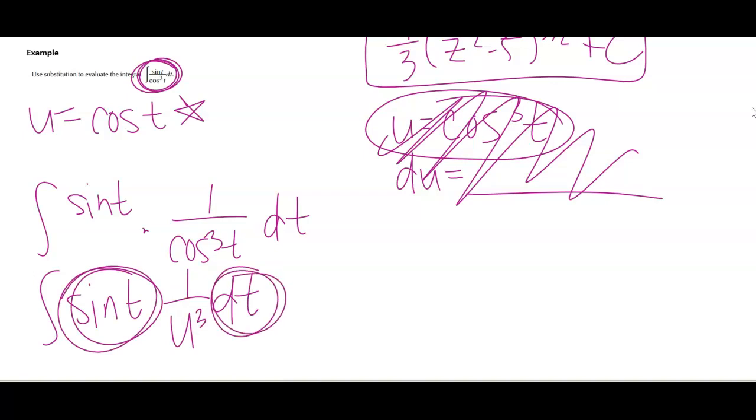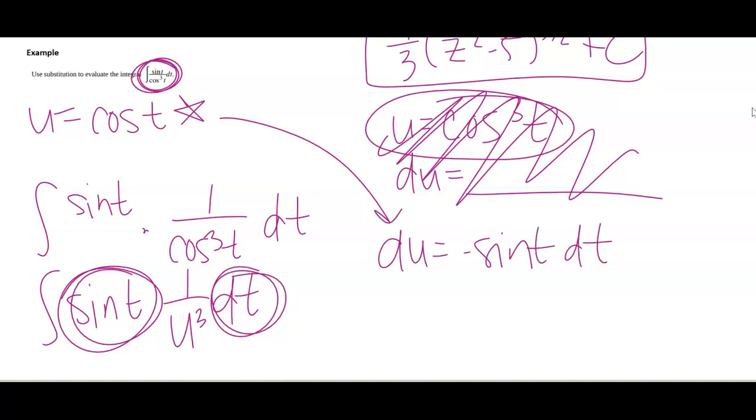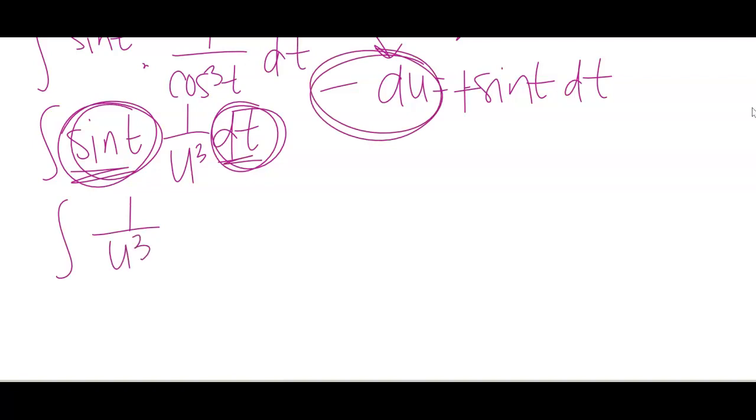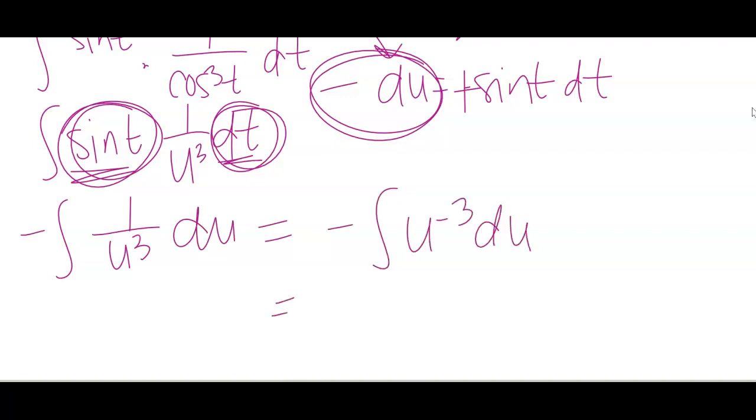Now, I don't like these things being here. I need everything in terms of the same exact variable. So let's go ahead and find du. du would be negative sine t dt. I only have a positive sine t dt, so I'm going to switch that over. And so in place of sine t dt, I'm going to plug in negative u. So I have 1 over u cubed, and I'm going to go ahead and just take that negative outside. Rewrite this as u to the negative 3. I get u to the negative 2 divided by negative 2 plus c.